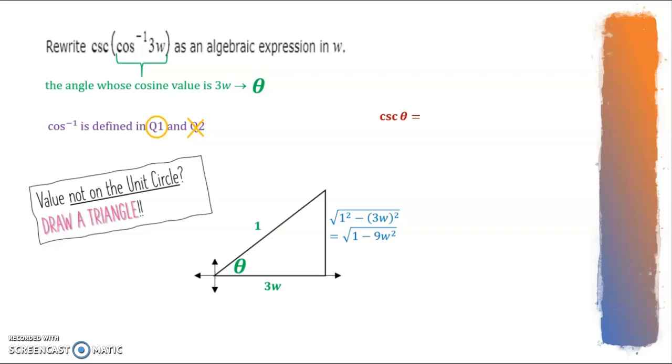So finding the cosecant of theta now, we can use the hypotenuse over opposite, which would be 1 over the square root of 1 minus 9w squared. So these answers might look a little funny, and you might have to work at the Pythagorean theorem part because it might look weird, but they're not difficult. We're going to look at two more.